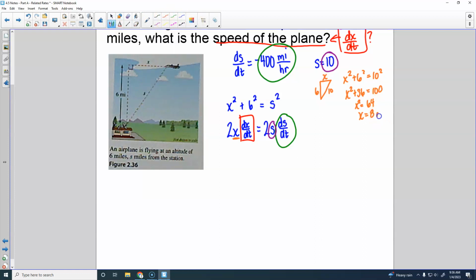X is in miles, because it's just a distance, right? What is S measured in? Also miles. Okay, so I'm going to include units on this. You don't have to. You could do this without units and just think about what they should be at the end. But I've got 8 miles. dx/dt, I don't know, and I need to find. S is 10 miles. ds/dt is negative 400 miles per hour.